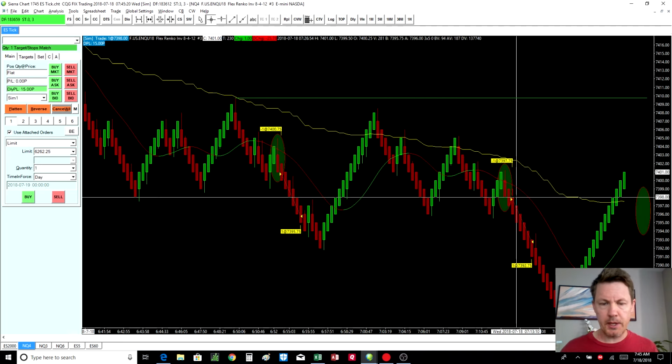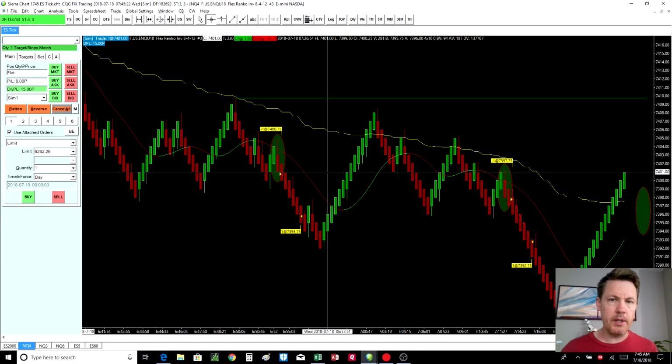Very similar setup right here. This was my one and done. So the way I'm trading right now, this is all on sim, but I am pretending that it's live trading. And then my plan is when it is actually live trading, I will trade until I'm profitable on the day, even if it's just a single tick.